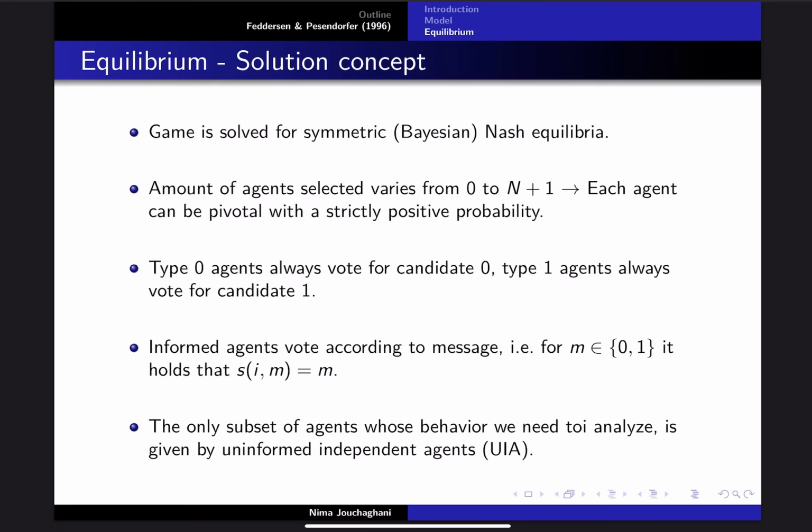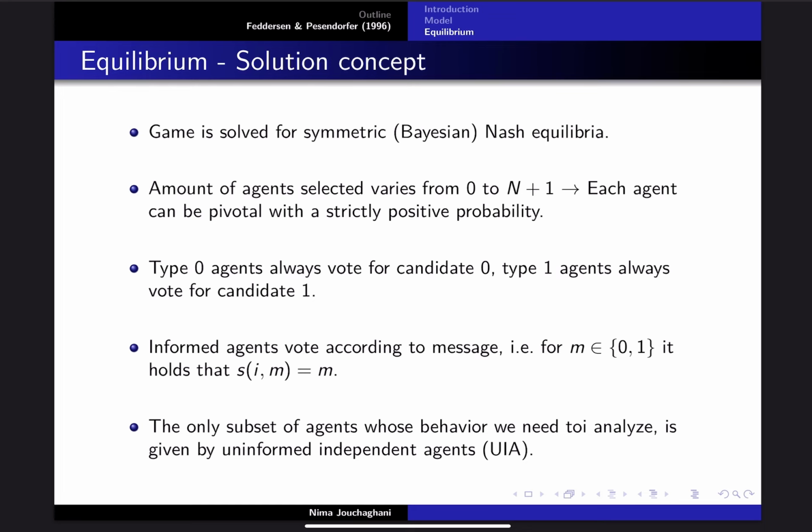So the partisans are not strategic, so you do not need to consider or analyze their behavior any further. Informed agents are voting according to the message that they receive. So if they receive a message M, their strategy is to vote M. If they receive the message that the state of the world is 0, they vote for candidate 0. If they receive the message that the state of the world is 1, they vote for candidate 1.